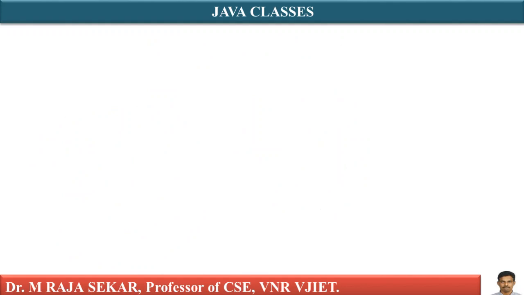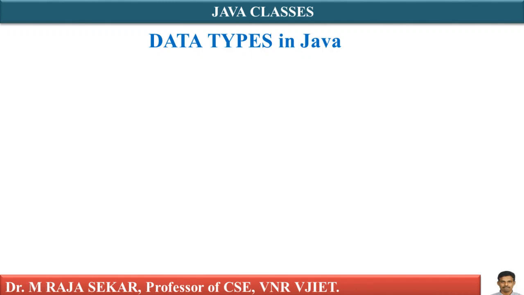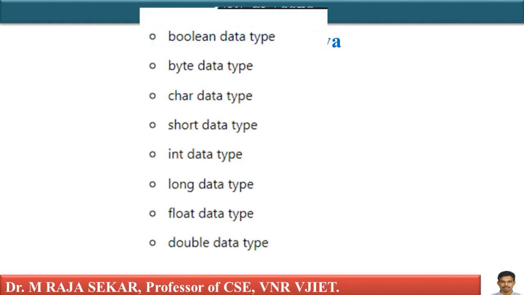Strictly speaking, I already discussed this. A data type specifies the different sizes and the values that can be stored in the variable. There are two types of data types. What are they? Primitive and non-primitive data types, isn't it? The Java programming language, I can say, is a strongly typed language. We will try to understand what a strongly typed language is.